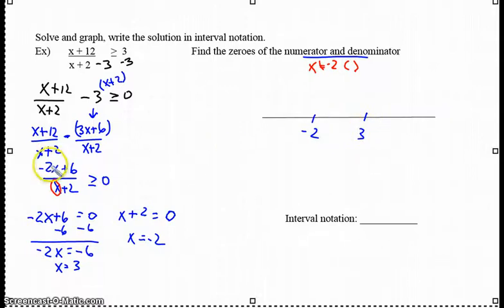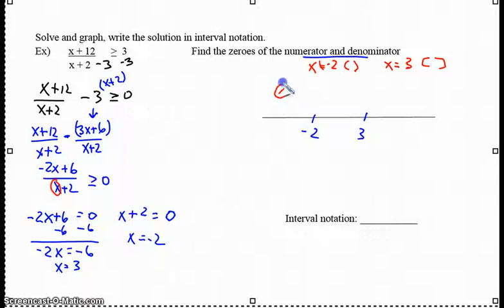Now with 3, if I plug 3 into here, this is going to give me 0 in the numerator and 5 in the denominator, so 0 divided by 5 is going to be 0, so that becomes a true statement. So at 3, it can be equal to, so at 3, I'm going to use a bracket. And this is where it can get kind of confusing, because one of the values I'm going to use a parenthesis, and one I'm going to use a bracket. But that's because this is a rational expression, and my problem will become undefined if I use an x value of negative 2. So let's keep that in mind when we go back later and shade our graph.